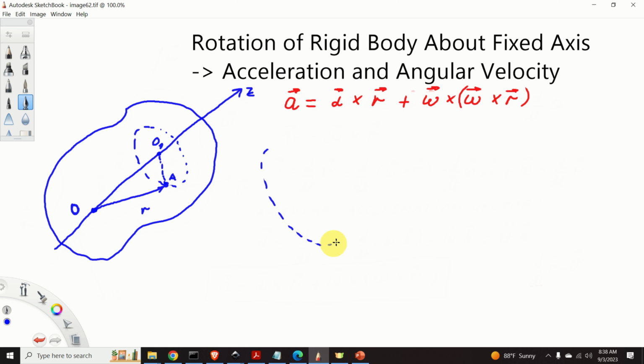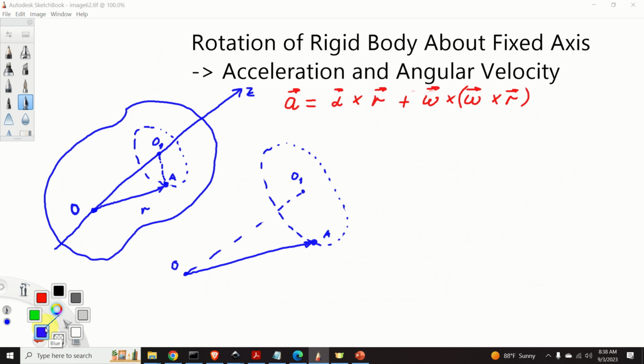Here's our trajectory. Here's our point O1. Here's our axis of rotation. Here's our point O, and here's r. Here's the point A. And let us use a different color for the axis of rotation. For example, let us use the green color. This is Z. Okay. Next, let us consider this triangle, O1AO. This angle is obviously 90 degrees. Let this angle over here be denoted by beta.